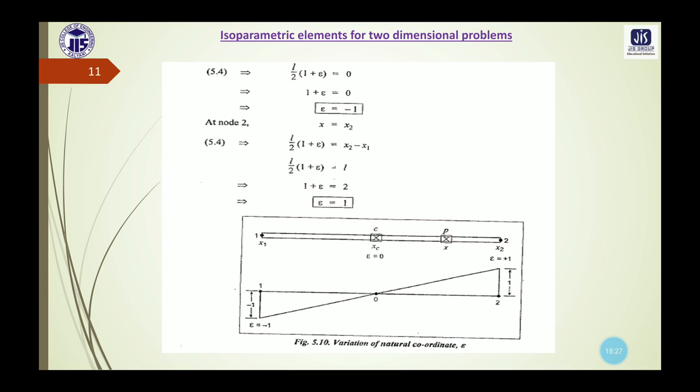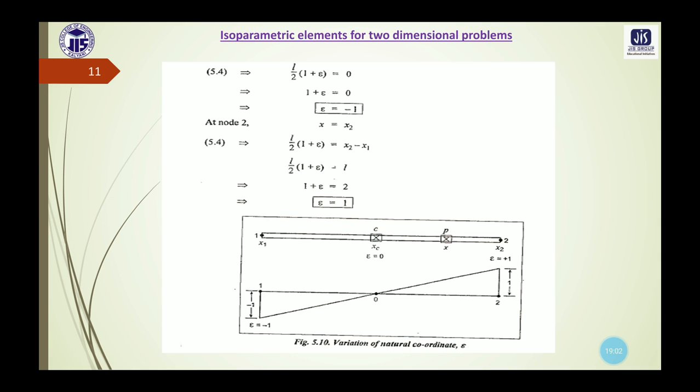Now in case of node 2, x equals x2. If we put this value in equation 5.4, we get the value of epsilon, the natural coordinate, equal to 1. So this value of the natural coordinate at node 1 and node 2 is now represented in figure 5.10, where we can see the variation of the natural coordinate epsilon.